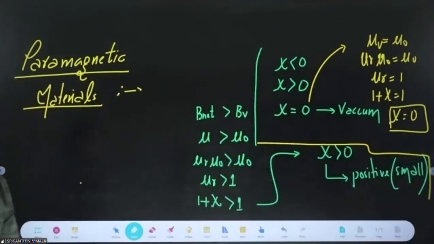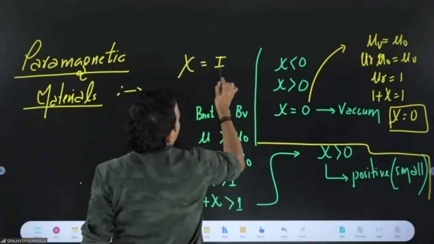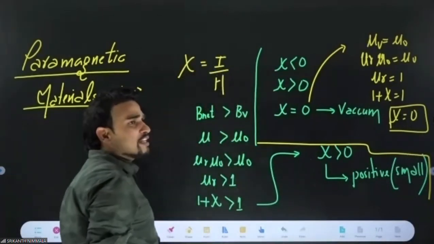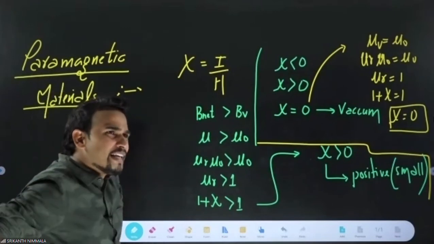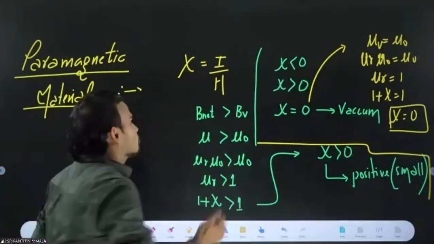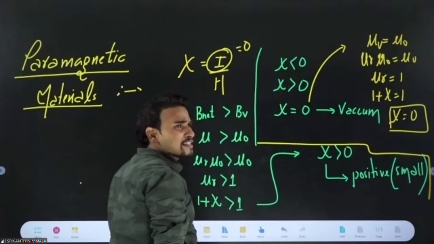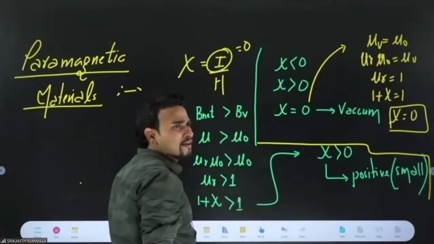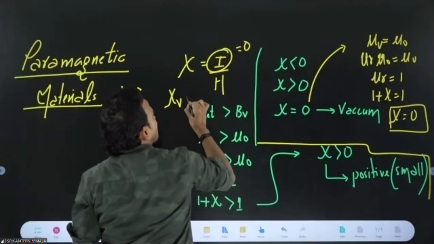Or you can think, what is actually xi? Xi is I by H. In vacuum, is there anything that you will magnetize? No. So magnetization of vacuum will always be 0. Vacuum means nothing is there. If something is there, then you will magnetize it. So no magnetization happens for vacuum. So that's why xi for vacuum is 0.